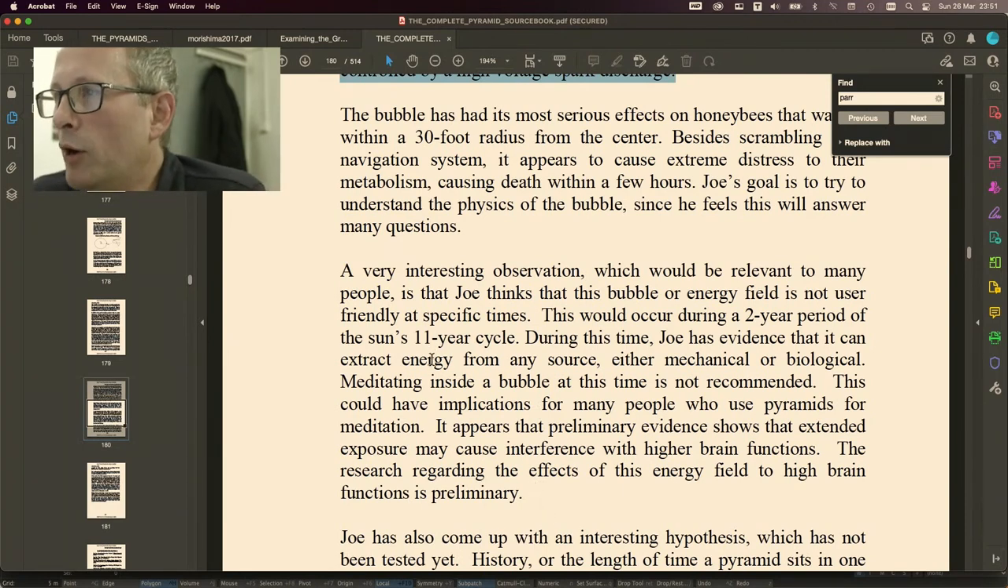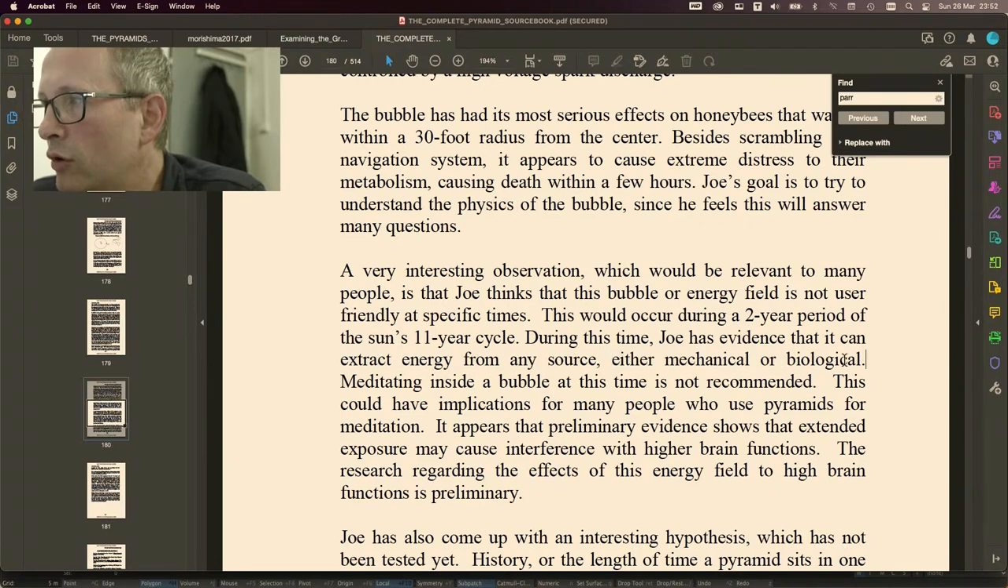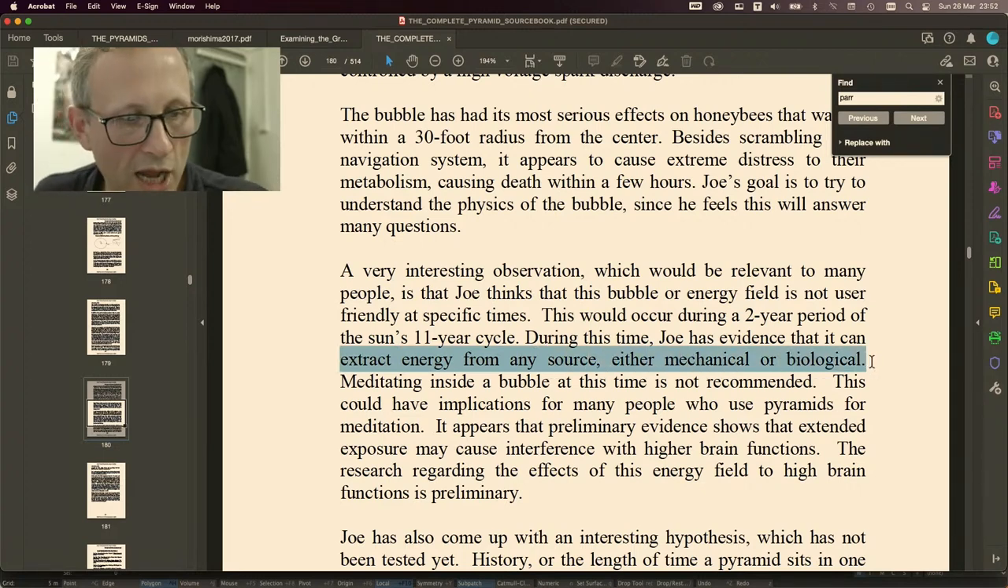A very interesting observation, which would be relevant to many people, is that Joe thinks that the bubble or energy field is not user-friendly at specific times. This would occur during a 2-year period of the sun's 11-year cycle. During this time, Joe has evidence that it can extract energy from any source, either mechanical or biological.